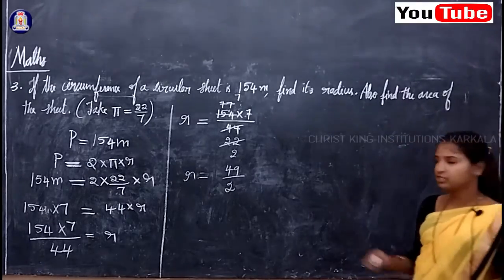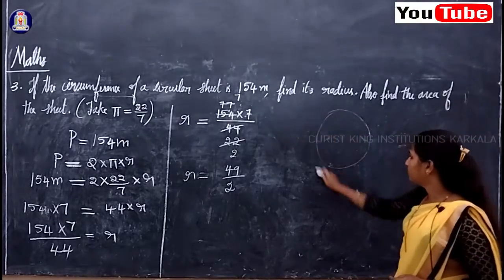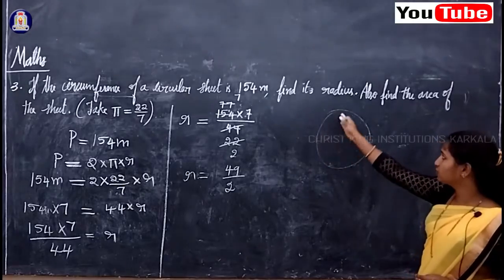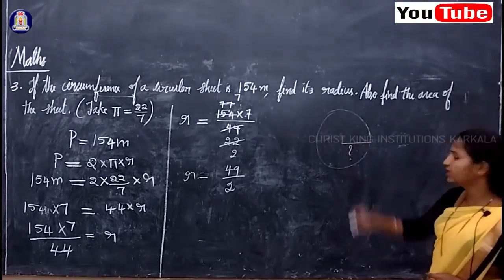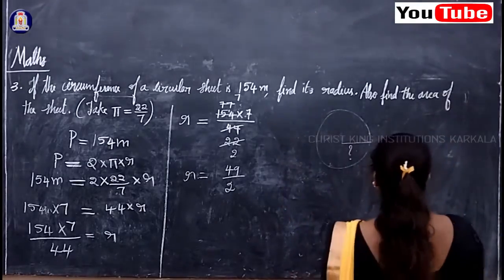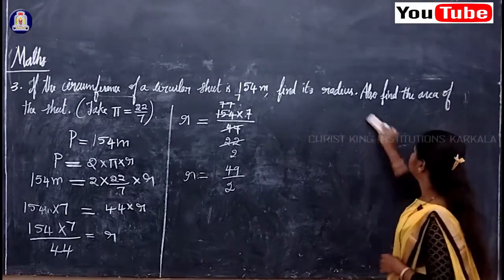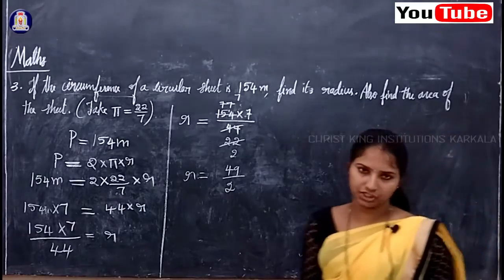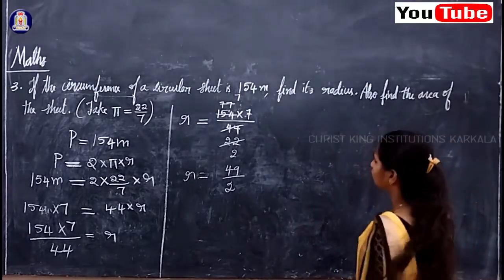Clear? The perimeter of the circular sheet is given, and they asked to find the radius of the circle. Clear? Then here they asked one more question: also find the area of the sheet.